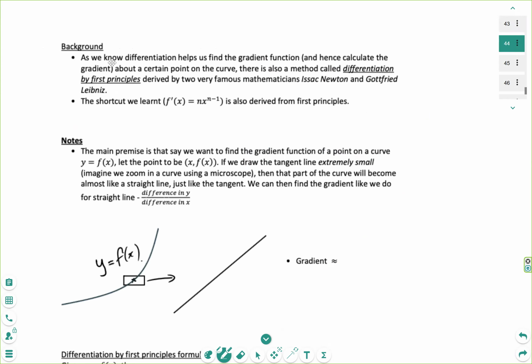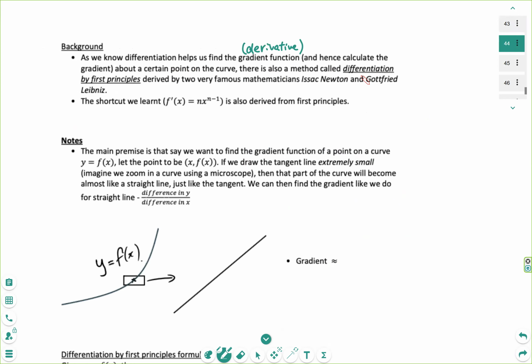So next, a bit of theory about what first principle is. Background: as we know, differentiation helps us to find a gradient function and hence calculate the gradient. The gradient function, also known as a derivative, is about a certain point on the graph of the curve. So differentiation helps us to find a gradient at a certain point of the curve.